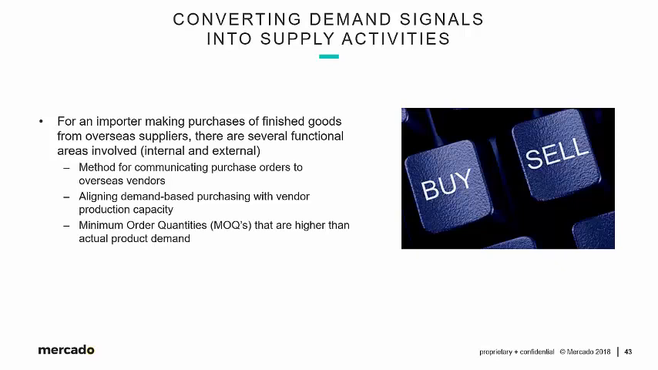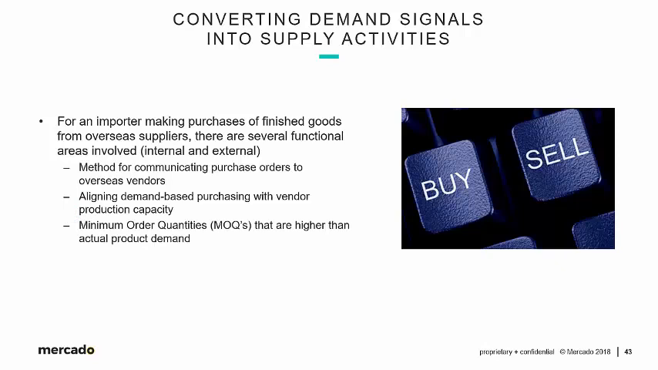Second sub-bullet, the alignment of demand-based purchasing with vendor production capacity. That just means that we as the buyer, as the importer, are placing POs on overseas vendors based on our demand signals, but we just can't assume that they, the overseas manufacturer, have the production capacity to accommodate our needs. Another key point here is the minimum order quantities that are higher than actual product demand.